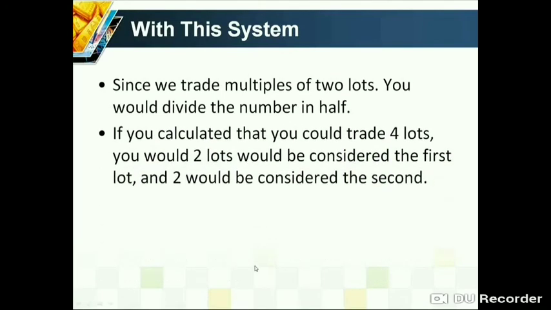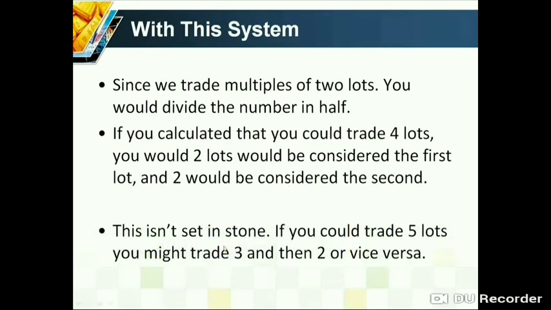And with this system, since we're using multiples of 2 lots, you would divide the number in half. So if you calculated that you could trade 4 lots, you would trade 2 lots on the first lot, which would be considered the first lot. When we were exiting with that 40 pip stop, we would actually trade 2 lots at that time, and then leave the other 2 in the trade as our second lot. And it isn't really set in stone. If you could trade 5 lots, you might trade 3 as the first lot and then 2 as the second lot, or vice versa. You can vary your trade size a little bit here.